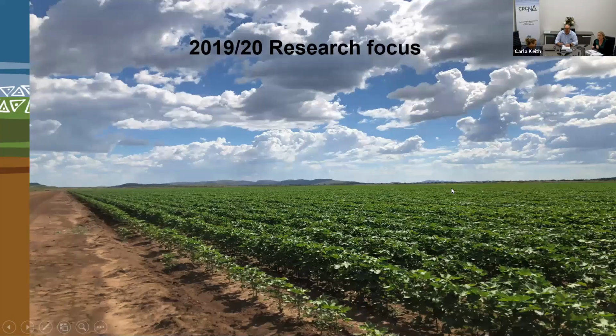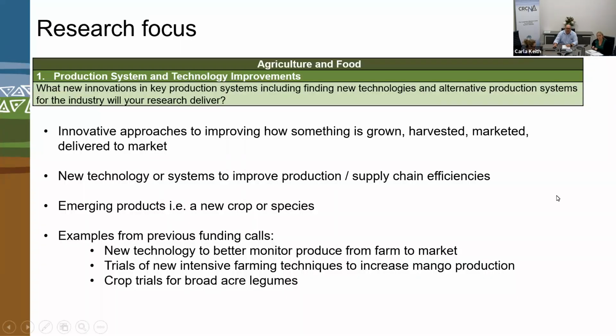So each year we've had a slightly different research focus, but have all been fairly similar, and it drops out of the Commonwealth funding agreement that we have around our research focus. So this year within agriculture and food, we just have one research question that we're looking to answer, which is that we're looking for new innovations in key production systems, which is either looking and finding new technologies that will improve the efficiencies of agricultural production systems in Northern Australia, or also looking at alternate production systems that might be new or new to Northern Australia that will deliver benefits for those industries.